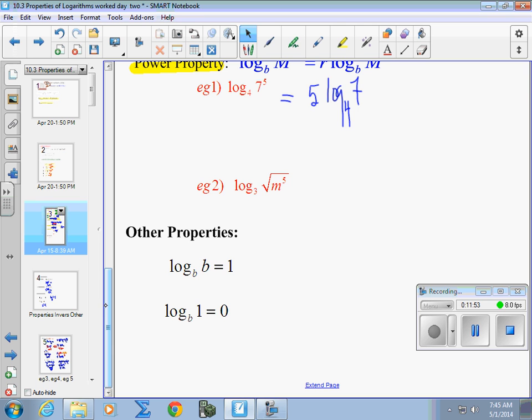I have another example up here for the power property. I have log base 3 of the square root of m to the 5th power. So we need to look at what this really is. This is log base 3 of m to the 5/2 power. So we could actually move that exponent to the front of the logarithm to get 5/2 times log base 3 of m.